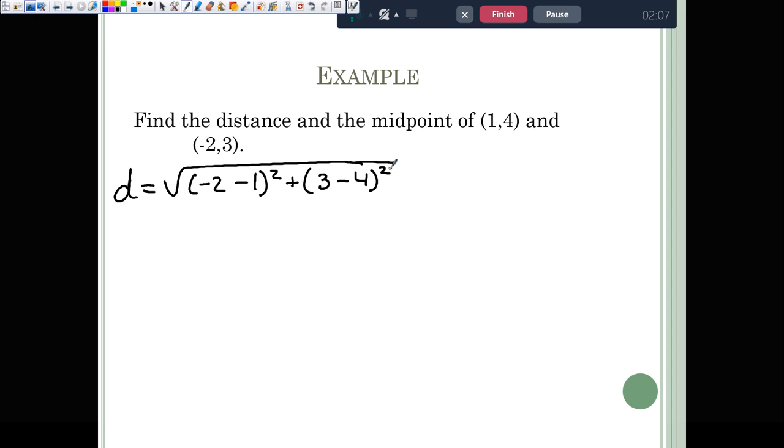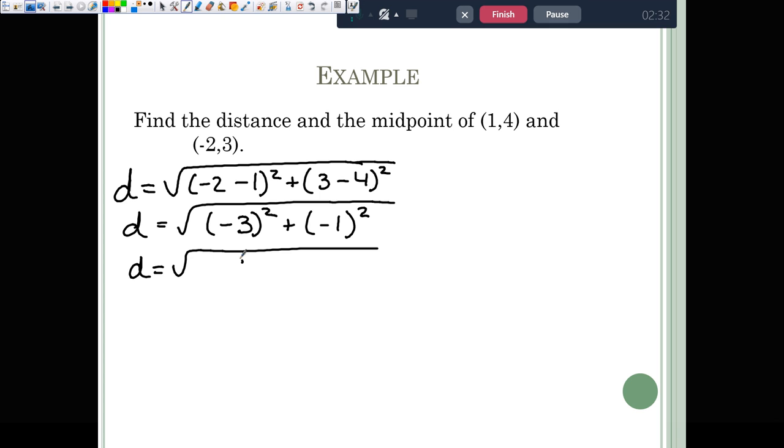Then we're just going to use our order of operations to solve. So we're going to do parentheses first. -2 minus 1 is -3, and that's going to be squared. And 3 minus 4 is -1. That's going to be squared. So then what is -3 squared? Should be positive 9. And -1 squared is positive 1. And so that equals the square root of 10.